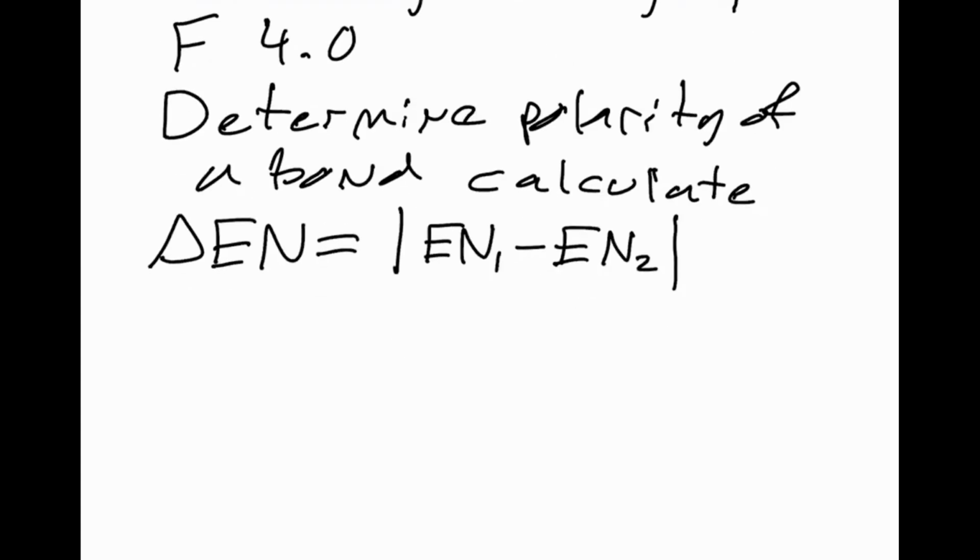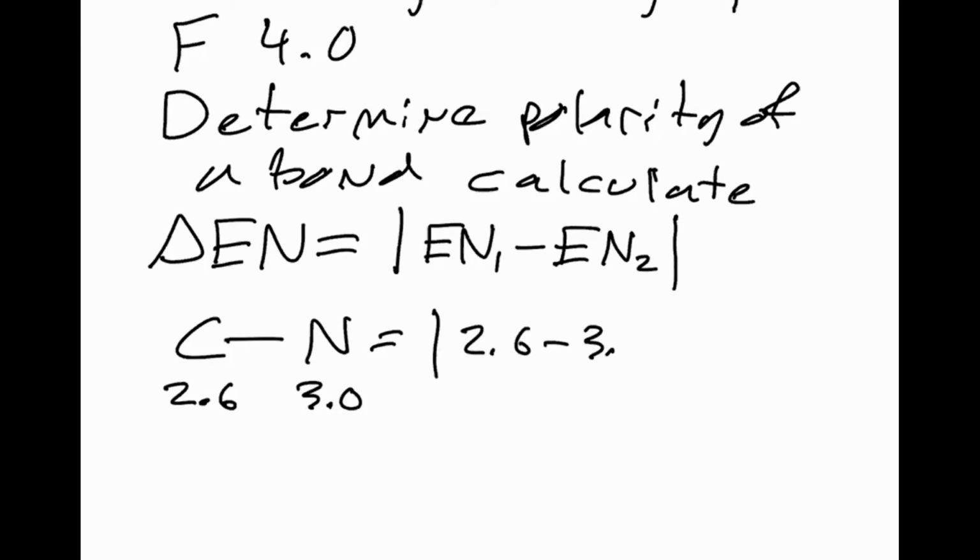Okay, let's look at some bonds. Let's not worry about Lewis structures. Just say we have a carbon-nitrogen bond. Carbon on the electronegativity scale that we've been given is 2.6, and nitrogen is 3.0. The delta electronegativity of this bond would be equal to the absolute value of 2.6 minus 3.0, which would be 0.4.